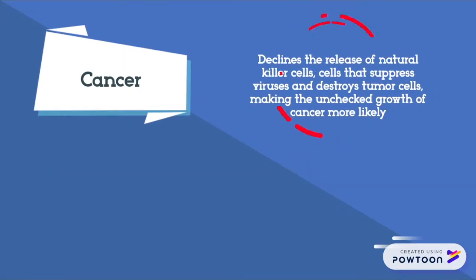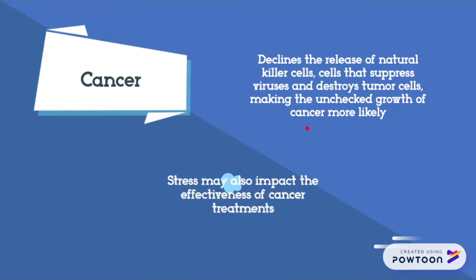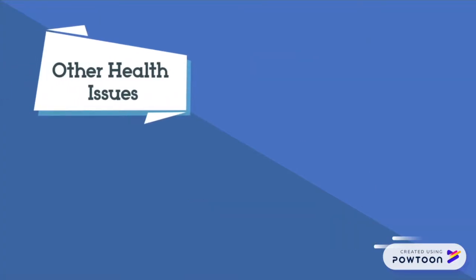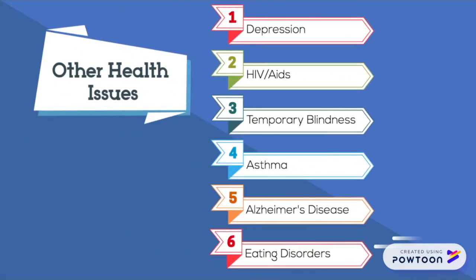Cancer. Stress declines the release of natural killer cells, cells that suppress viruses and destroy tumor cells, making the unchecked growth of cancer more likely. In addition, stress may also impact the effectiveness of cancer treatments. Other health issues include depression, HIV or AIDS, temporary blindness, asthma, Alzheimer's disease, and eating disorders.